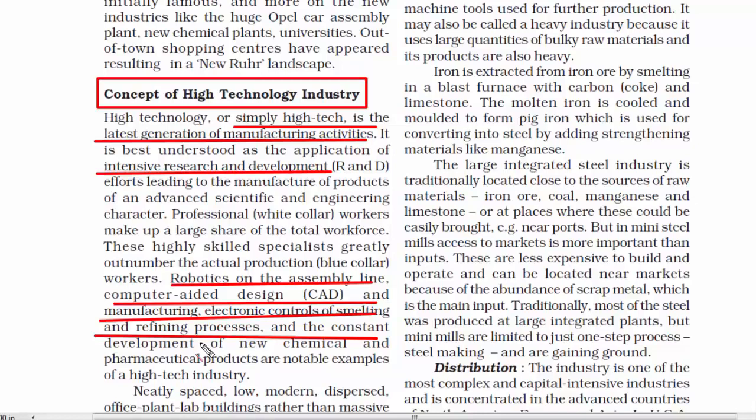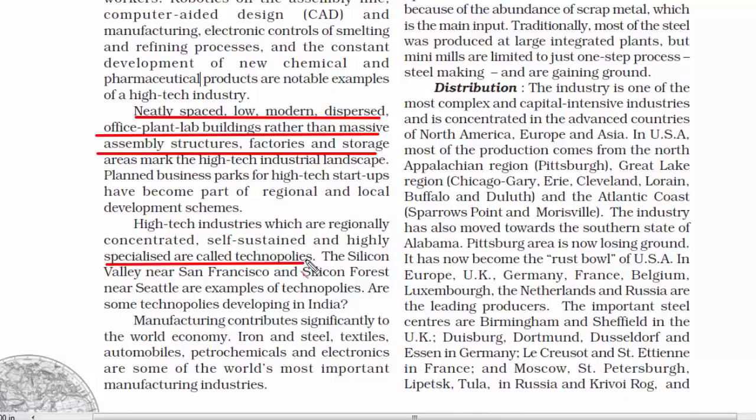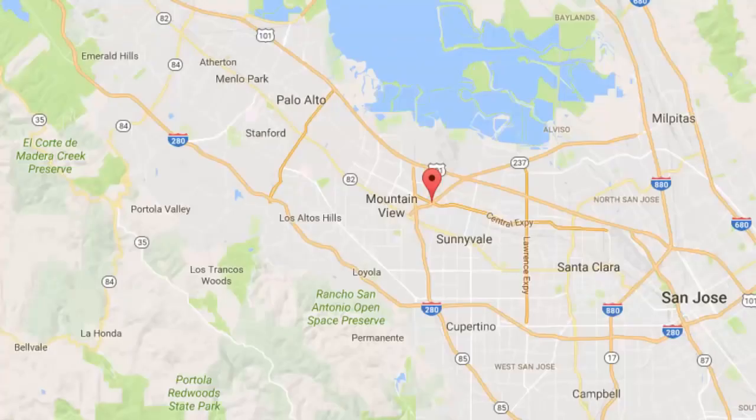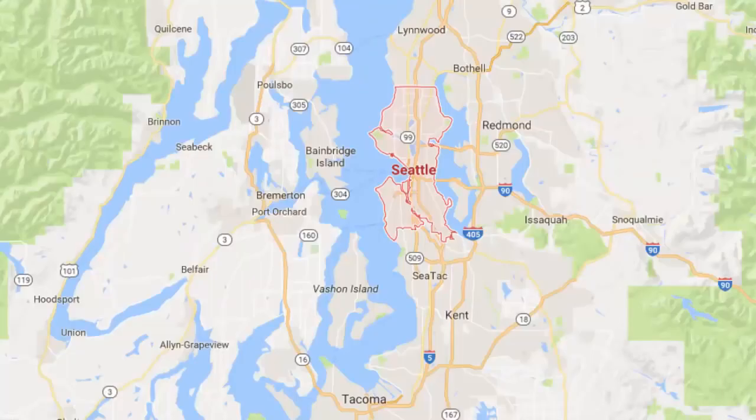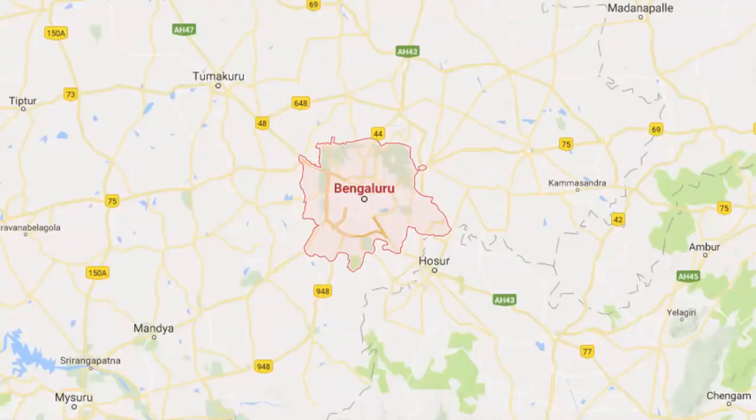The environment around these industries is of neatly spaced, low modern office buildings rather than massive assembly structures, factories, chimneys, and storage areas. These areas are so-called technopolis. Some examples are Silicon Valley near San Francisco and Silicon Forest near Seattle. Then in India, Bangalore is known as the hub of information technology.